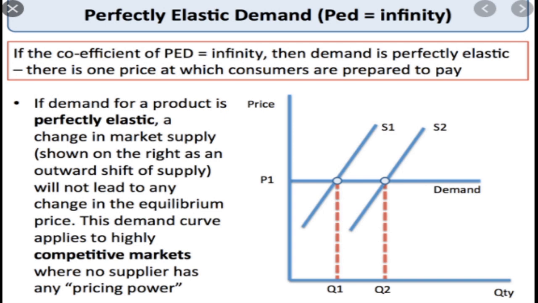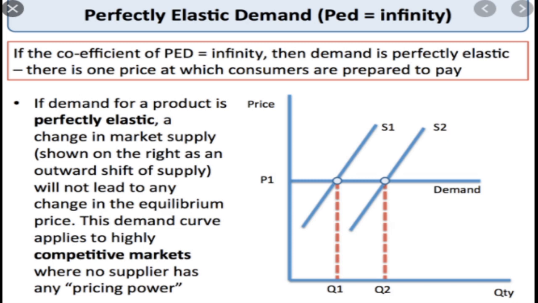Okay, so first we will discuss perfectly elastic demand. So what is perfectly elastic demand? If a proportionate change in price leads to an infinite change in quantity demanded, then we can say this is perfectly elastic demand. That means if a small change in price leads to an infinite change in quantity demanded, then we can say that this is perfectly elastic demand.